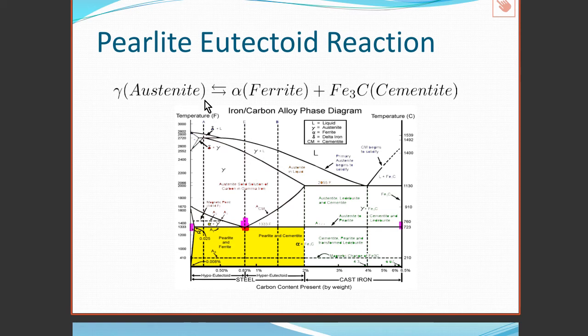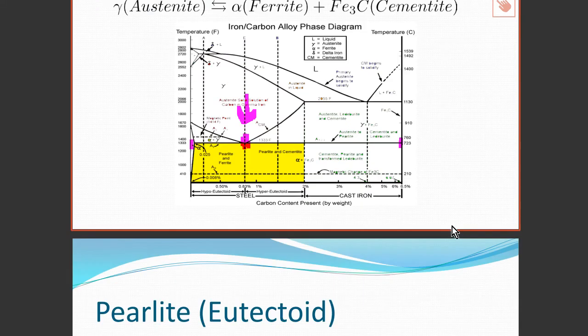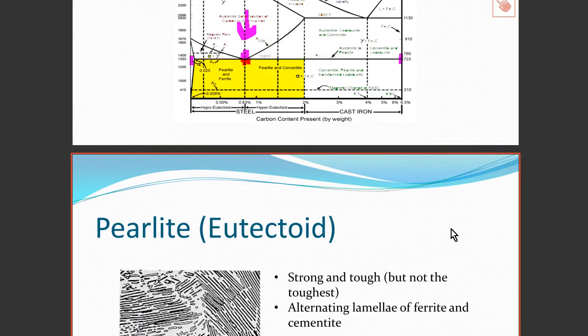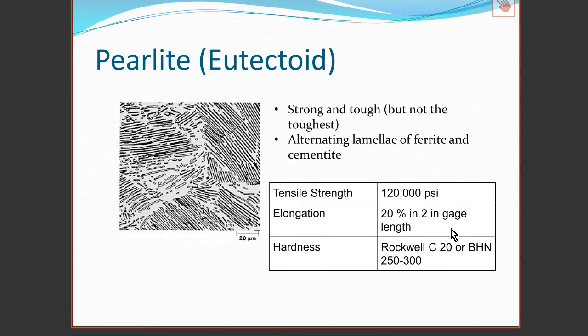So this is the pearlite eutectoid reaction occurring right here. What happens there? The austenite, upon cooling, turns into alpha and cementite. Okay, so hopefully this is starting to make some sort of sense. What does pearlite look like, and why is it called pearlite?